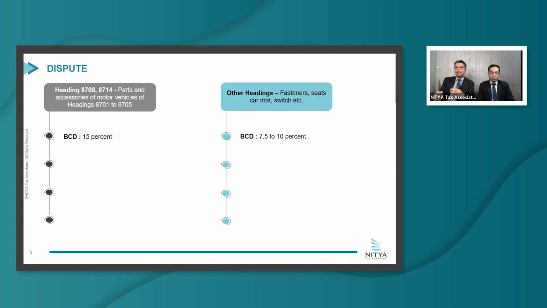Before proceeding here, I'd also like to point out one more thing. The government also, in order to avoid disputes, it's not that the government is not working towards that. It has been working consistently to avoid disputes. So what they have been doing is, for other headings or other parts also, they are attempting to increase the BCD rate from 7.5 to 15%.